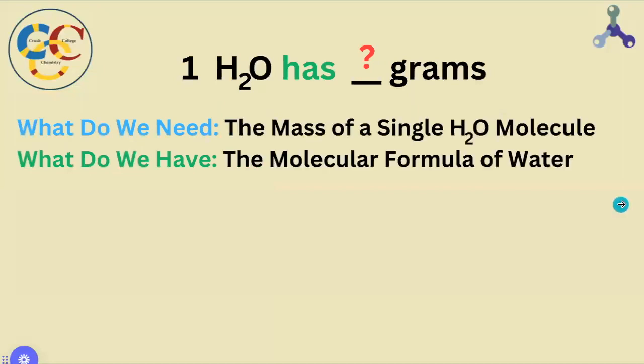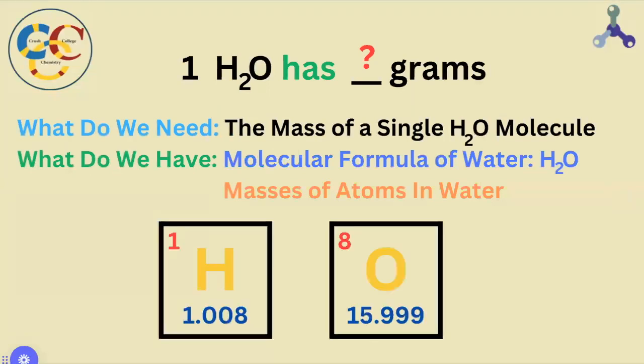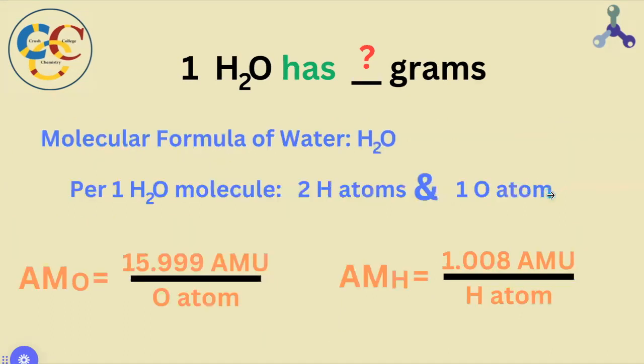We need to find the mass of a single water molecule, and we have the molecular formula of water, H2O. Likewise, we know the mass of the elements that compose water, hydrogen and oxygen. We can look at the periodic table and see a single atom of hydrogen is 1.008 atomic mass units, and we have two of them. And the mass of a single oxygen atom is 16 AMU. So here we have the atomic masses of hydrogen and oxygen, and we know that per molecule of water, we have two H atoms and one O atom.